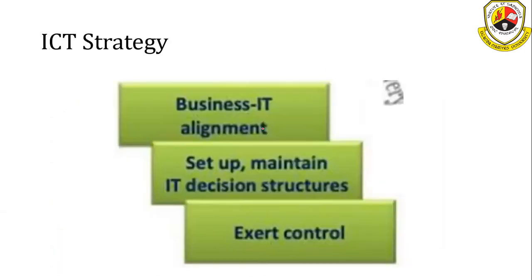Okay, so here we come now to the part, the ICT strategy. Where does strategy come in management? Strategy comes in, first of all, in alignment, business IT alignment. Look at what happened with Mid-South Chambers. Was there alignment between IT and business? Ask that question, okay? Then setup and maintenance of IT decision structures.